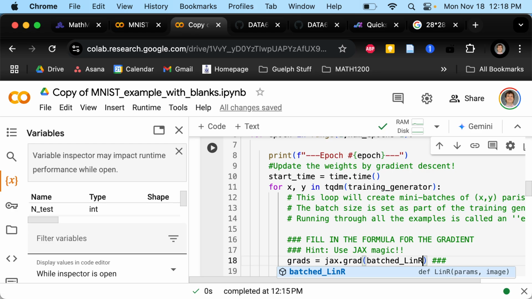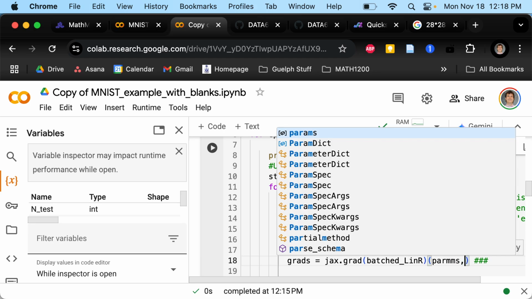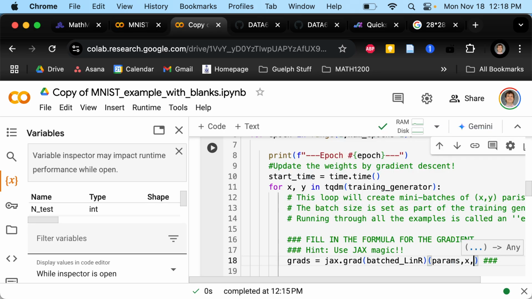No, not the... Well, you've got to put in the parameters. Okay, this is true. You have to enter the parameters. So I shouldn't put in the parameters, and then params, x, y. So that's true. I've got to put that in.